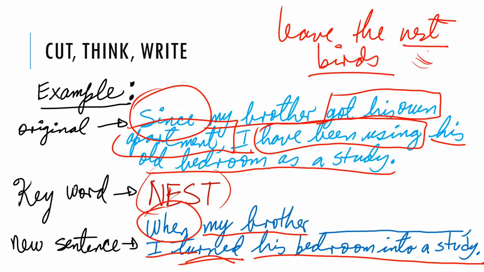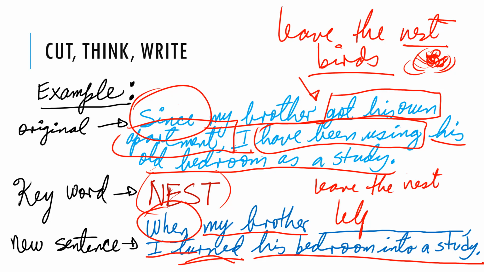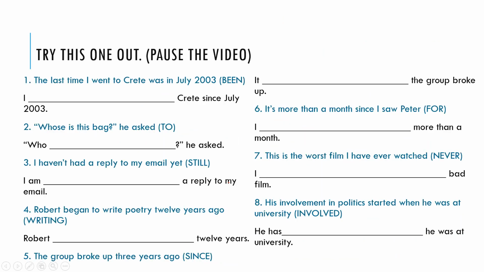So a nest is where the birds live. Okay, and once the bird starts flying, it leaves the nest. So here the right sentence is "leave the nest." Okay, but then I need to adapt this into the right tense. So here I'm talking about the past, because he got his own apartment, so he's not living with me anymore. So "when my brother left the nest, I turned his bedroom into a study." So sometimes it's not really having to use the information that is in here, but of course paying the most attention to the keyword, because remembering the keyword is the essence of this.